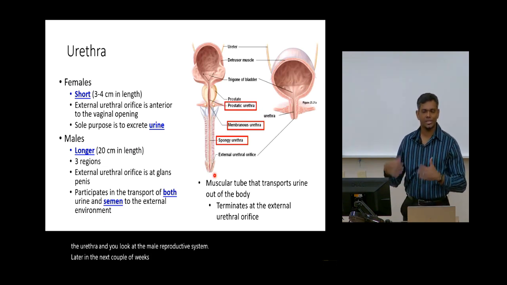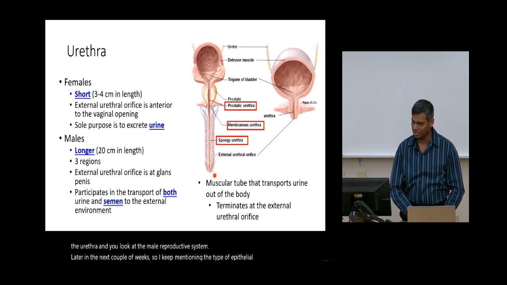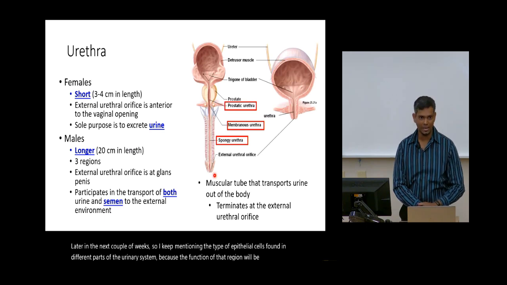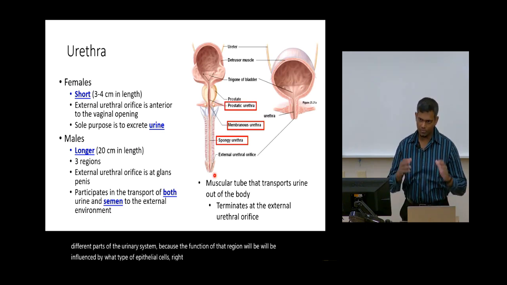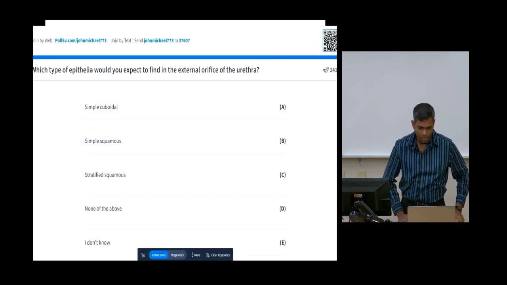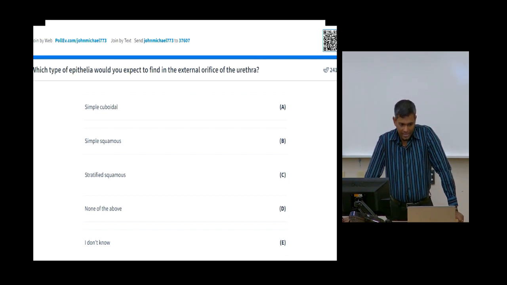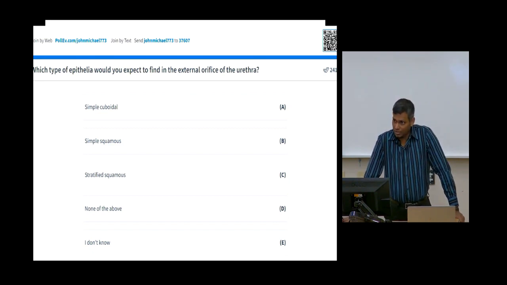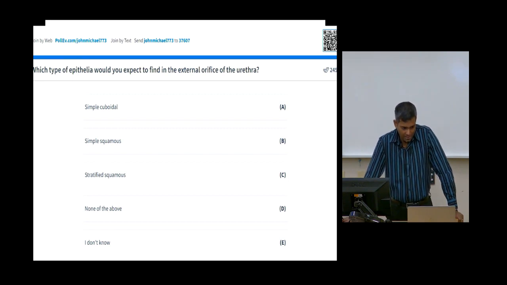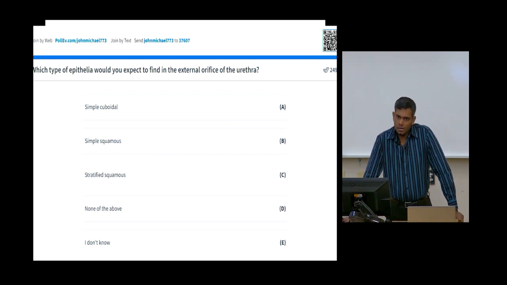So I keep mentioning the type of epithelial cells found in different parts of the urinary system because the function of that region will be influenced by the type of epithelial cells, right? To help you think in that regard, I want you to consider this Poll Everywhere question. Which type of epithelial cell would you find in the external orifice of the urethra? Would you find simple cuboidal epithelia, simple squamous epithelia, stratified squamous epithelia, or none of the above? Think about the structure-function relationship.